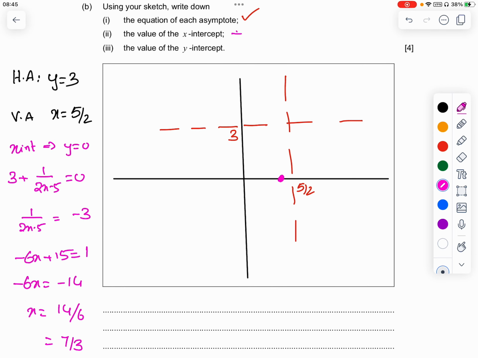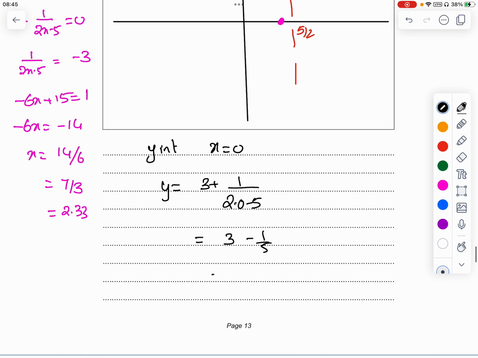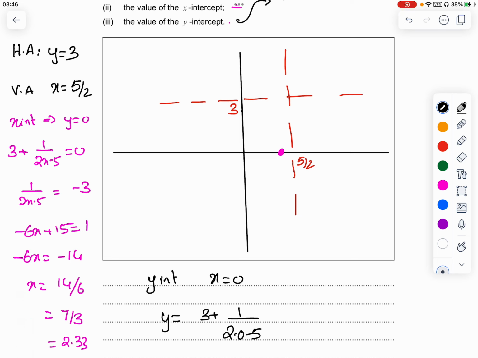That is the x-intercept. Coming to the y-intercept. Y-intercept means x equals 0. So y equals 3 plus 1 upon 2 times 0 minus 5, so 3 minus 1 upon 5, which is 3 minus 0.2, which is 2.8. Our y equals 3 was there, so 2.8 is less than that. So this is the y-intercept.